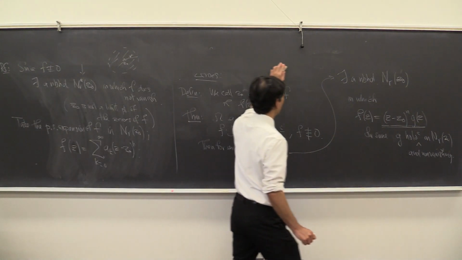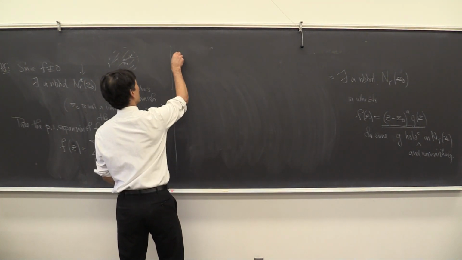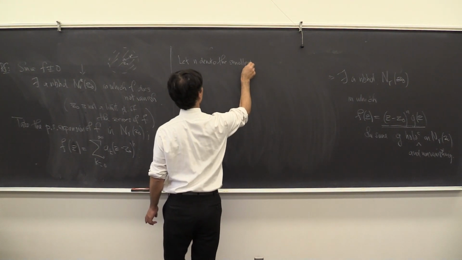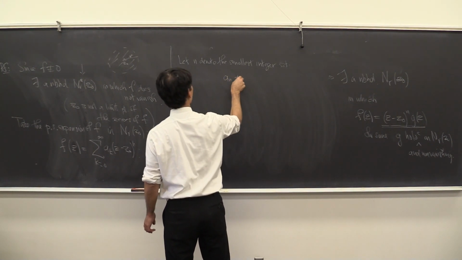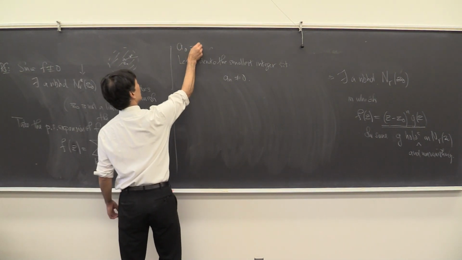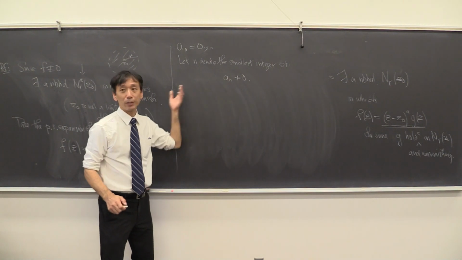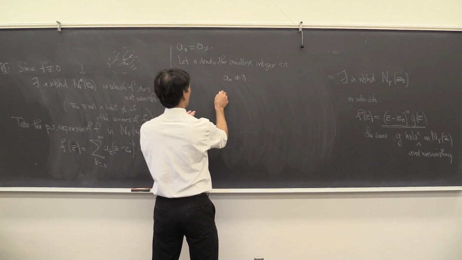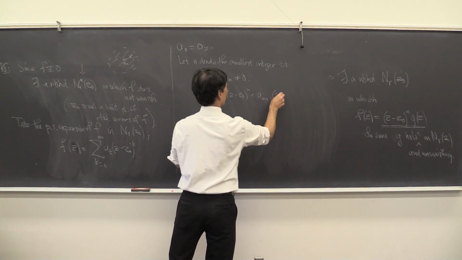So now let n denote the smallest natural number such that a sub n is non-zero. We know the first one, a naught, is 0. Let n denote the first one that is non-zero. And then you just factor those out. So that means that our series starts with a sub n times (z minus z naught) to the n and goes on from there.